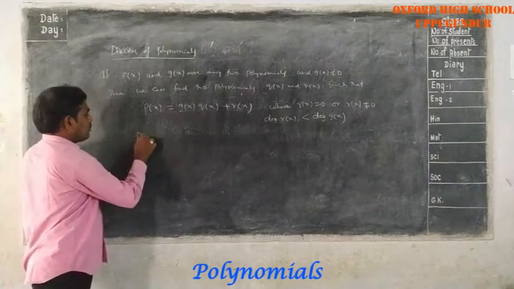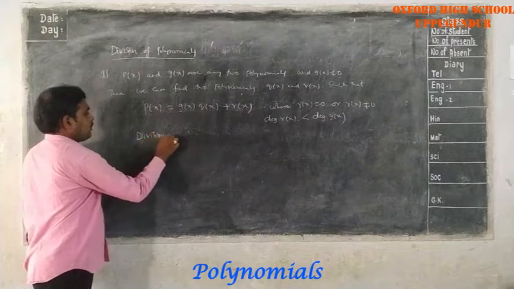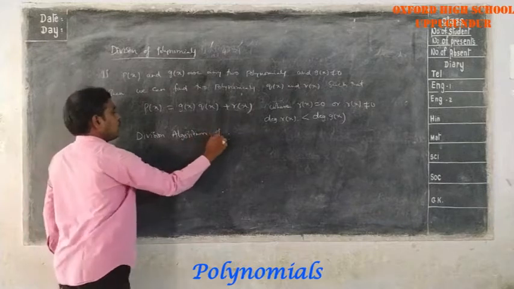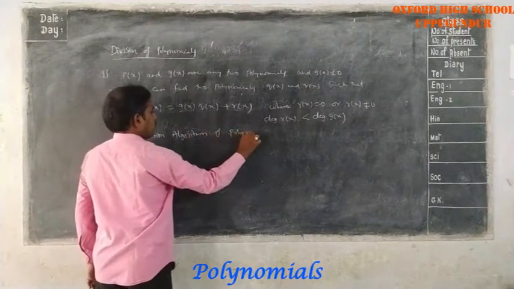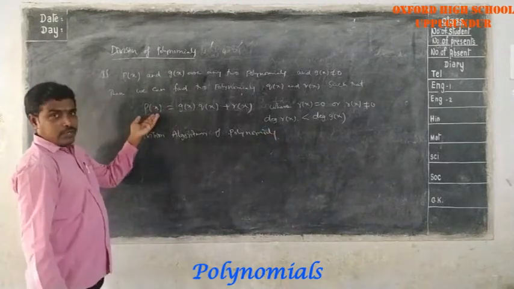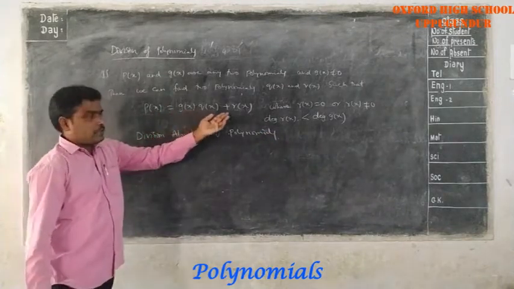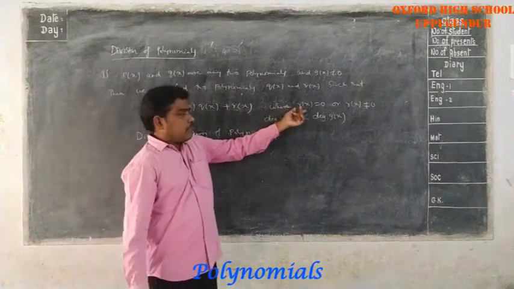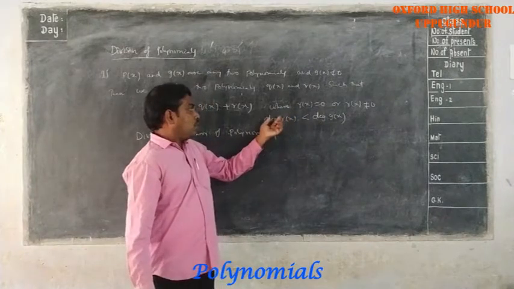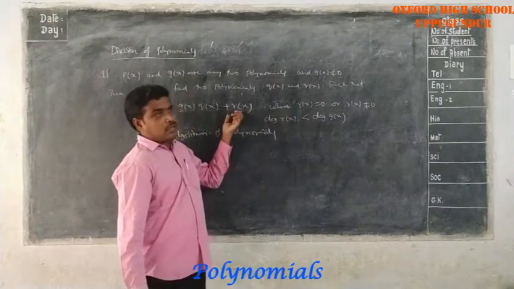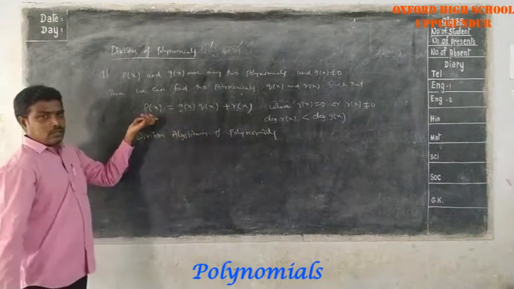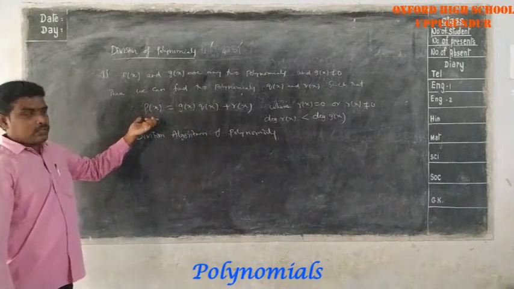So this is called the division algorithm of polynomials. Dividend equals divisor into quotient plus remainder, where this remainder may be 0 or not equal to 0. The degree of this remainder is always less than the degree of the divisor. So this is about the division algorithm of polynomials.